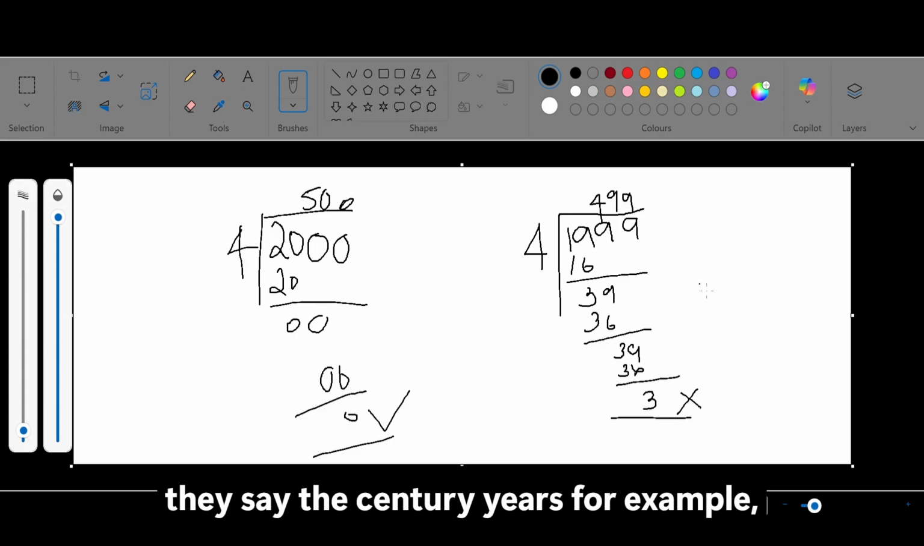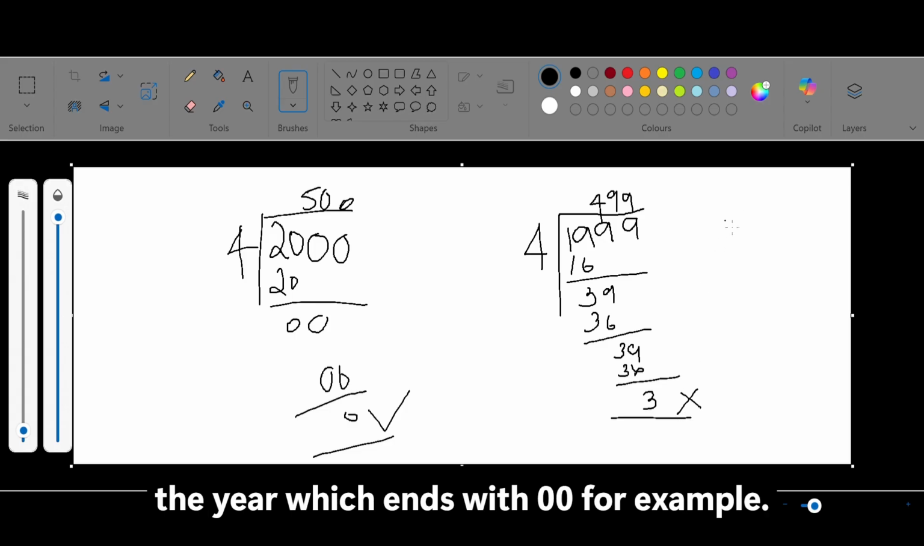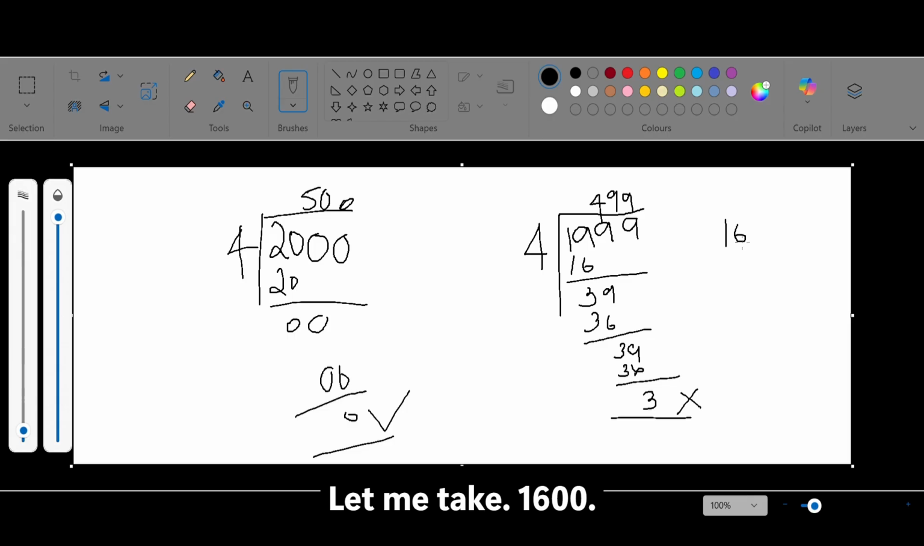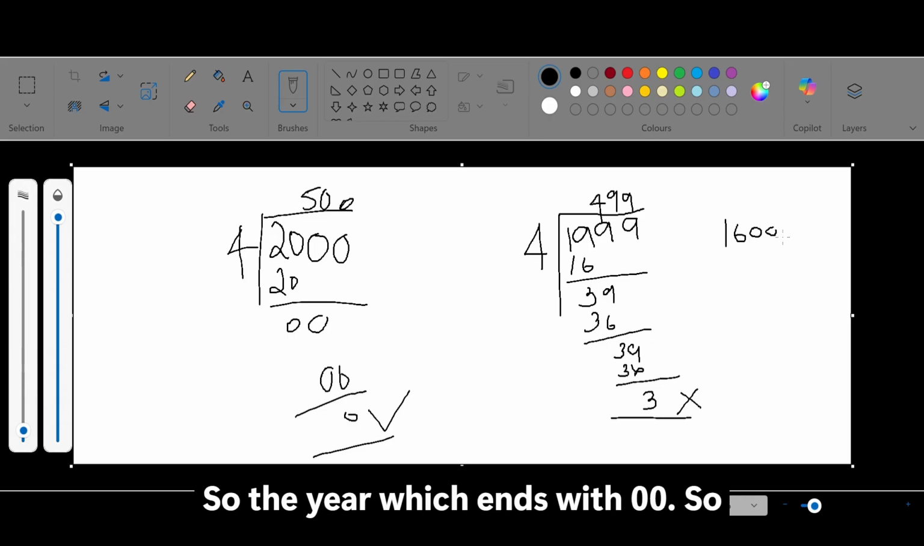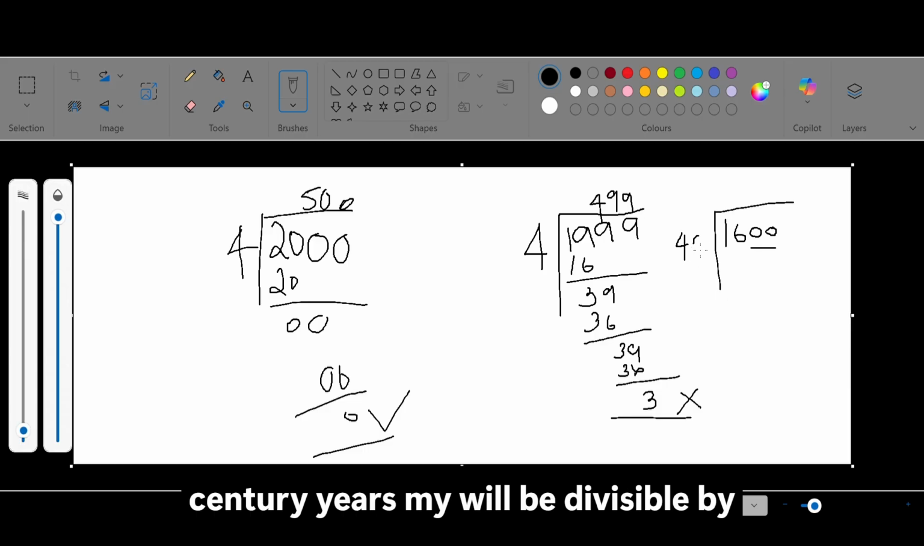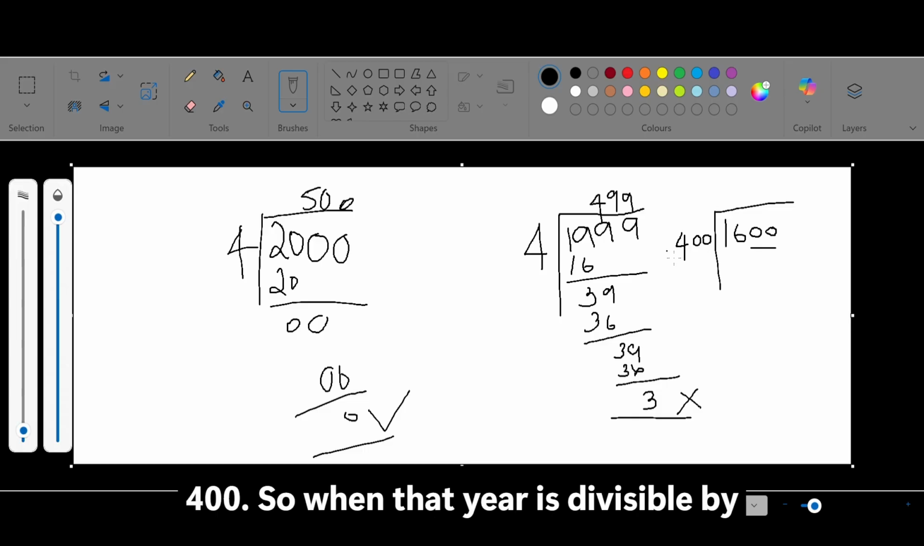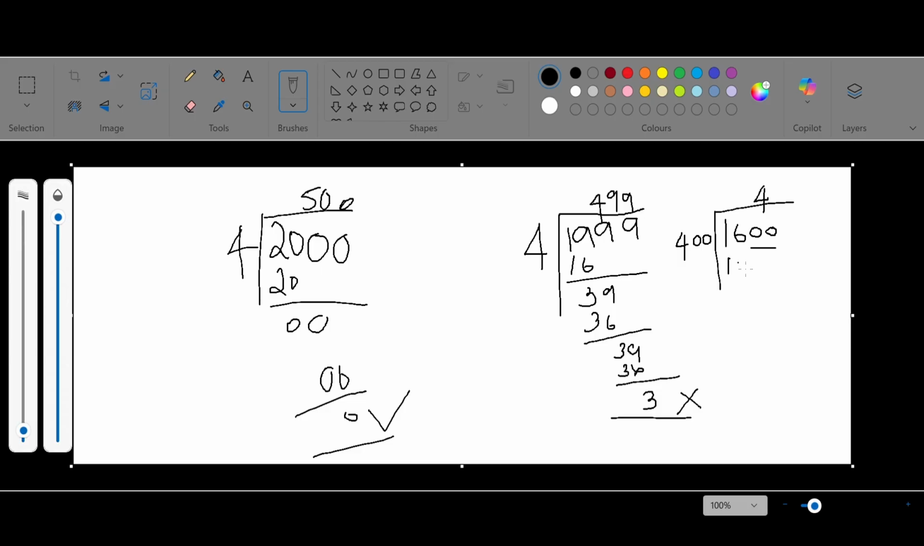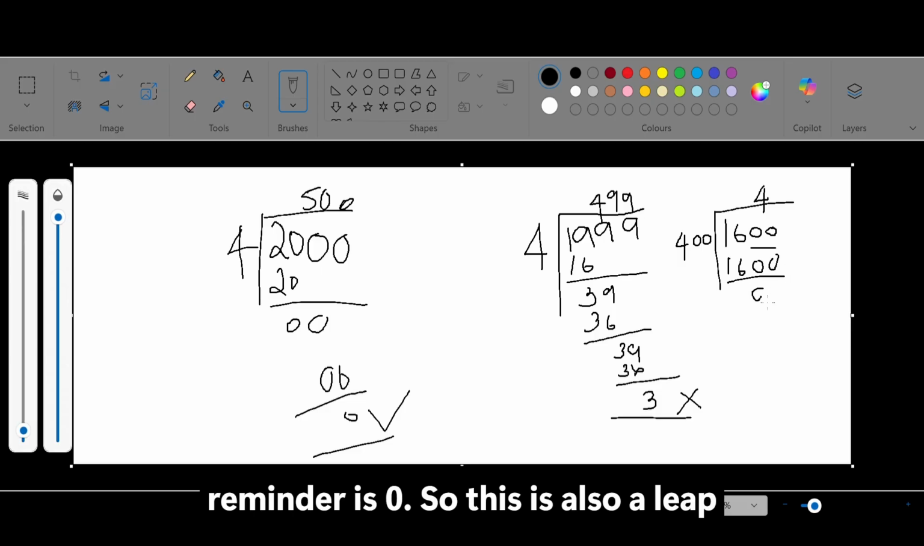Sometimes they say the century years, for example, the year which ends with 00. For example, let me take 1600. The year which ends with 00, when I divide that number by 400, the century years will be divisible by 400. So when that year is divisible by 400, that is 1600 again, the remainder is 0. So this is also a leap year.